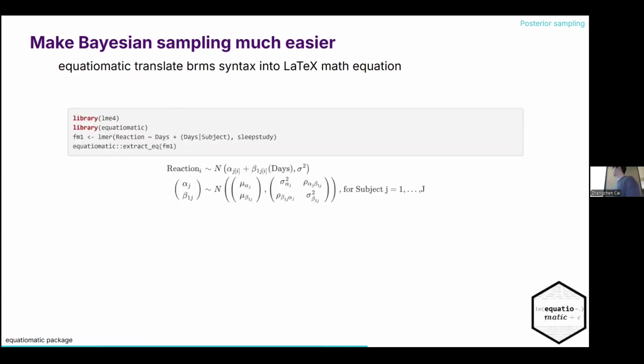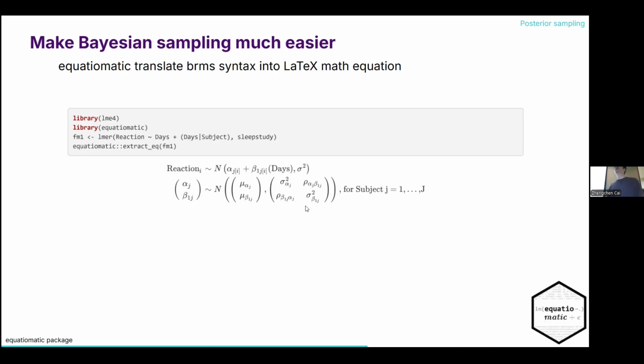And there is another tool that is convenient. Imagine you write this syntax first. You don't know the equation. It can translate it to this equation, which is convenient in two senses. One, you can verify whether the syntax you wrote is the model you want. The other thing is, imagine you want to write the equation in your manuscript. It will be convenient also, right?